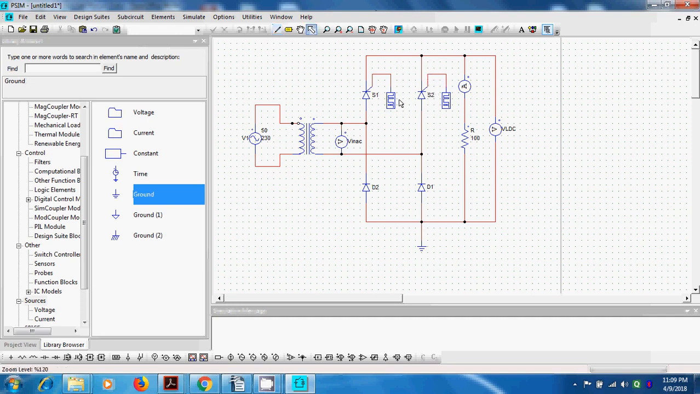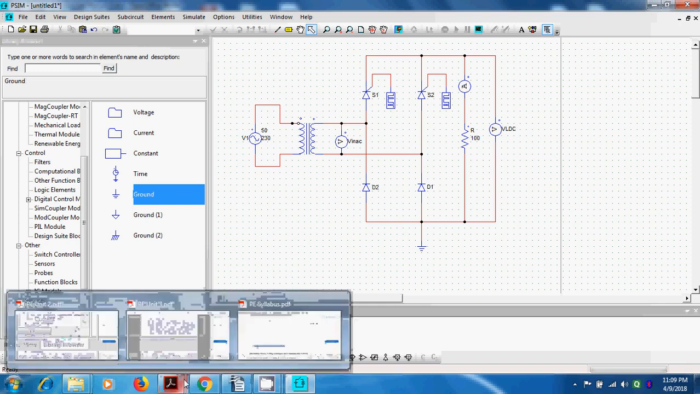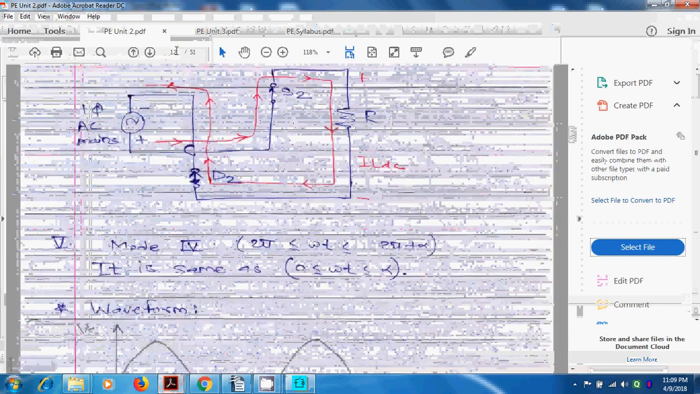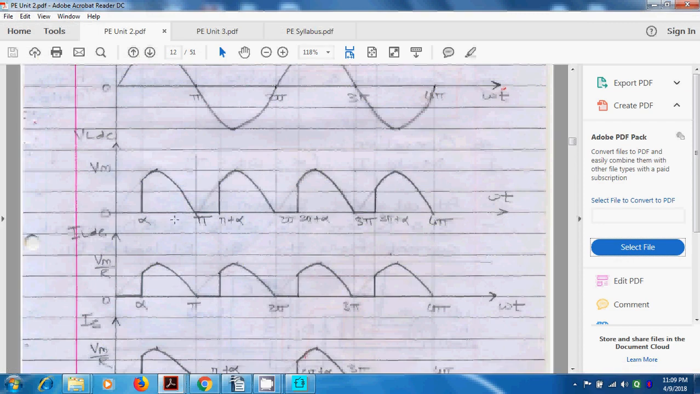So here our concern is when my SCR should turn on, whether the SCR should turn on instantaneously. Alpha is the delay angle, where should I turn on my SCR. So for example, this is what the actual output voltage looks like. So alpha is this firing angle. From 0, this is alpha, so this is the delay.